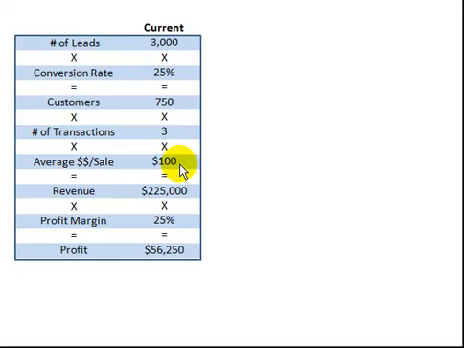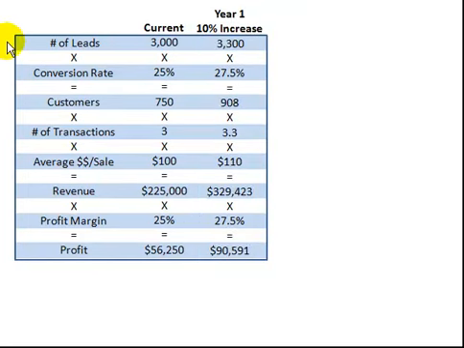That gives the business then a $225,000 revenue with a 25% profit margin, which yields a $56,250 profit on the new customers that come in based on these 3,000 leads and 25% conversion rate. Now let's take it to another level. Let's look at what would happen if we made a tweak of just 10% in each one of these areas in the first year. Our number of leads goes from 3,000 up to 3,300.